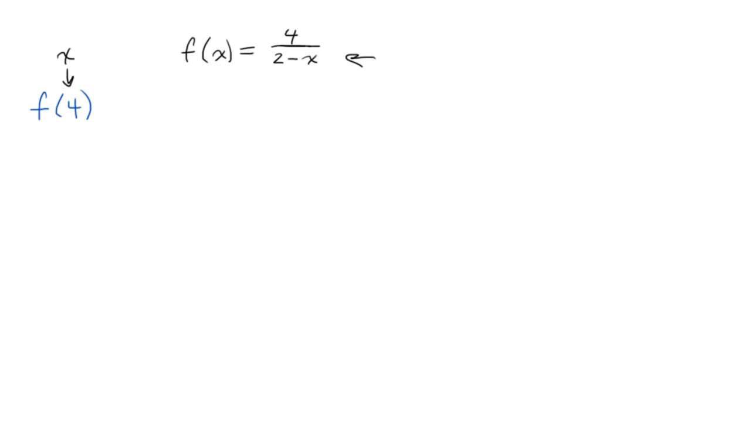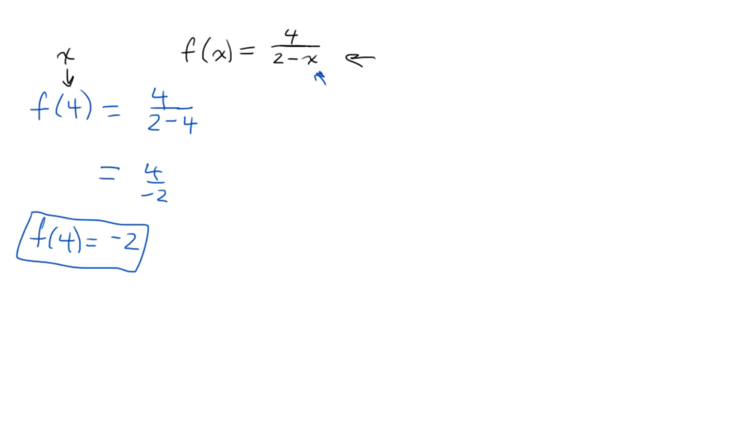So let's do that. We have f of 4 equals 4 over 2 minus 4, because x is right there. And so we have 4 over 2 minus 4, so 4 over negative 2. So f of 4 equals negative 2. Simplifying that.